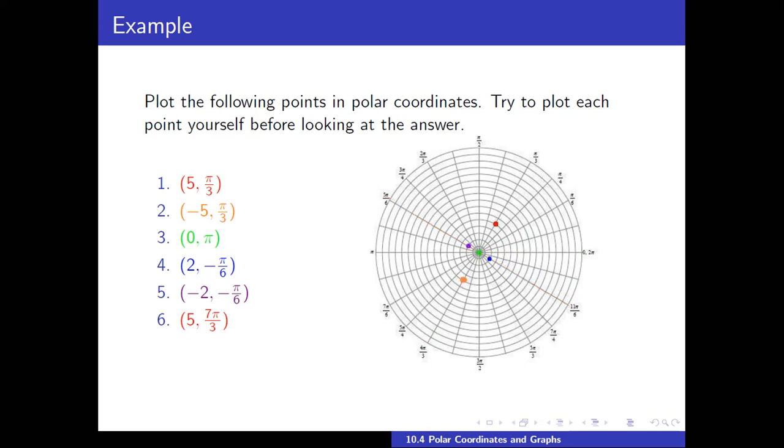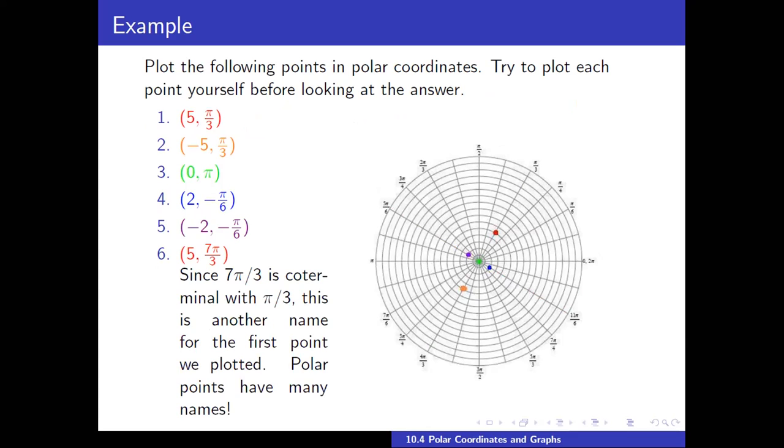Oh, yeah, the same as number 1. Yes, it's the exact same as number 1 because basically we've just gone around the circle. What's 2 pi? 2 pi is 6 pi over 3, yes? You add 6 pi over 3 to pi over 3, you get 7 pi over 3. So really all we did is go around the circle one more time. We're going to be right back on the red point. Since 7 pi over 3 is coterminal with pi over 3, this is just another name for the first point we plotted.